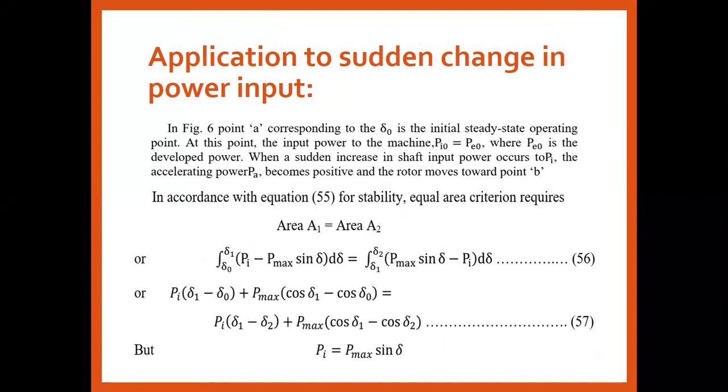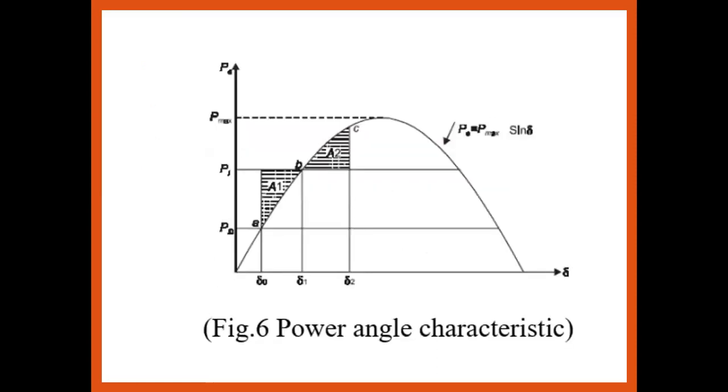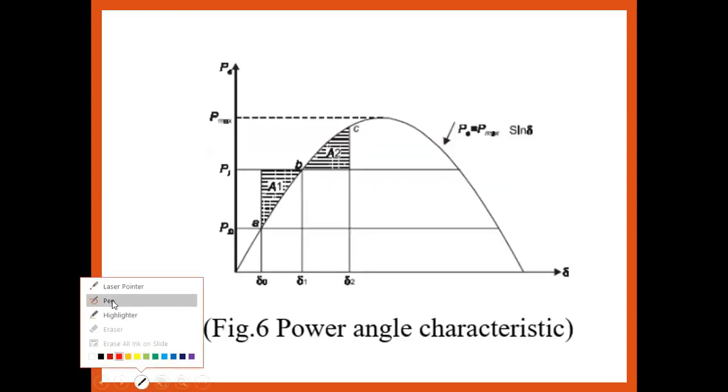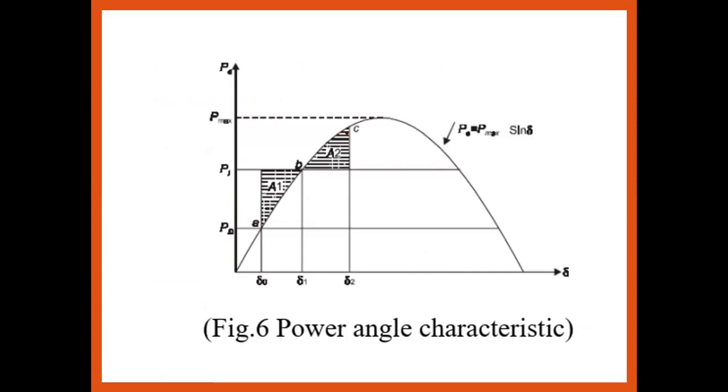That means we are making a sudden change in the power input, that is, the mechanical power. Then what should be the application of the equal area criteria from the stability point of view? Let us discuss that first. As shown in this figure, the acceleration power versus delta graph, that is, the power angle characteristic, should be drawn.